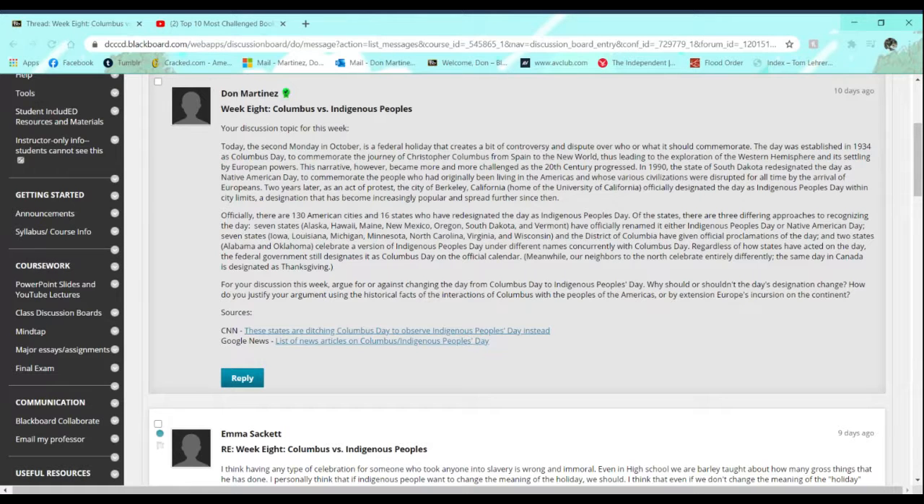Of the states, there are 3 differing approaches to recognizing the day. Seven states, Alaska, Hawaii, Maine, New Mexico, Oregon, South Dakota, and Vermont, officially renamed it either Indigenous Peoples Day or Native American Day. Seven states, Iowa, Louisiana, Michigan, Minnesota, North Carolina, Virginia, and Wisconsin, and the District of Columbia have given official proclamations of the day. And 2 states, Alabama and Oklahoma, celebrate a version of Indigenous Peoples Day under different names currently with Columbus Day.